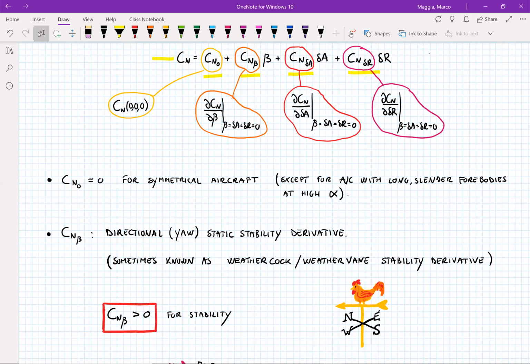Like we saw for the side force coefficient and for the rolling moment coefficient, also the yawing moment coefficient Cn0 is 0 for symmetrical aircraft, unless we're considering exceptional cases in which a particular aircraft has a long, slender nose and at high angles of attack asymmetrical vortices start to shed from the nose, so that Cn0 would not be 0. But for most cases, Cn0 is 0.